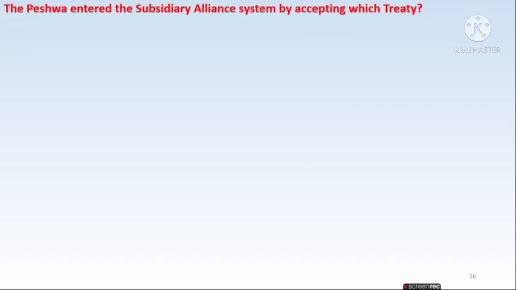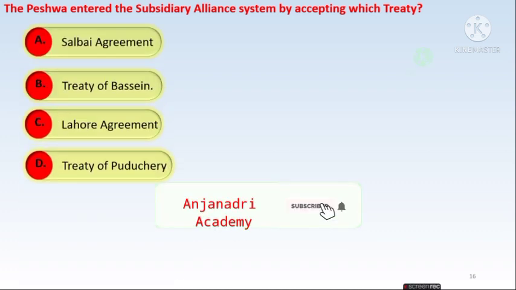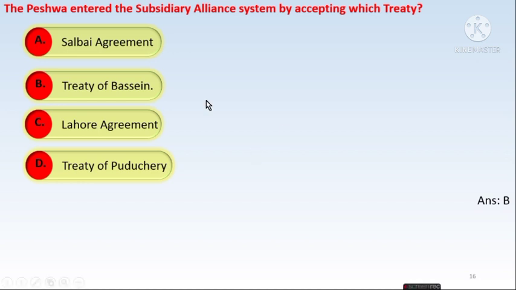The next question is, the Peshwas entered the subsidiary alliance system by accepting which treaty? See the options. Salbai Agreement, Treaty of Bassein, Lahore Agreement, Treaty of Puducherry. Yes, what is the answer? It is a very important question. It is by the Treaty of Bassein that the Peshwa entered the subsidiary alliance system, right? So option B is the right answer.